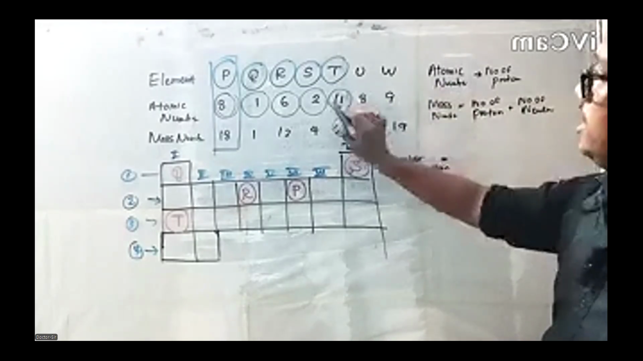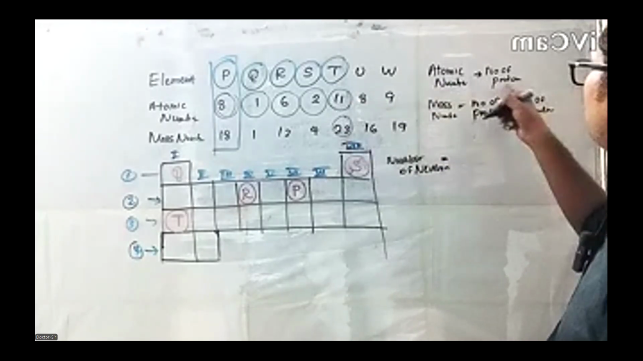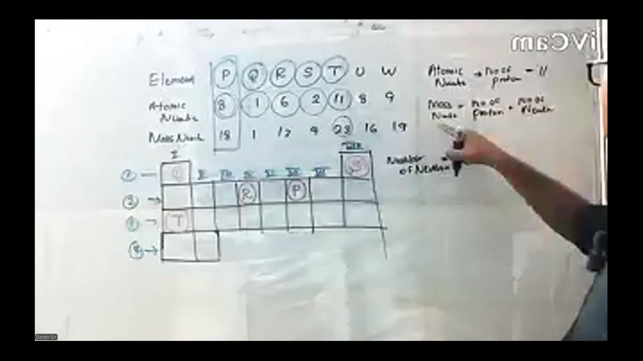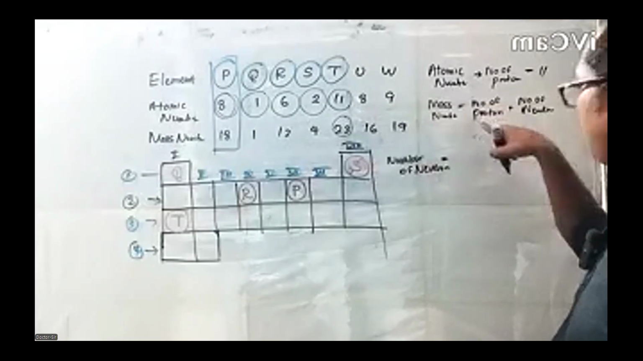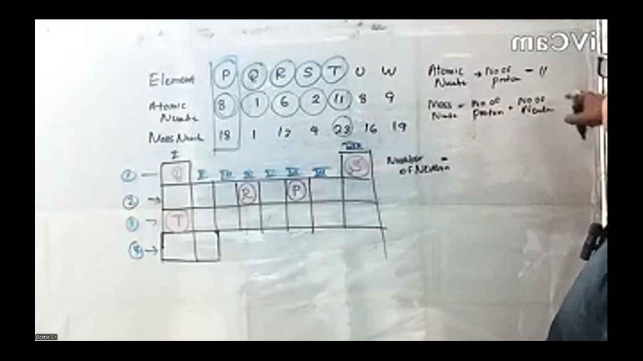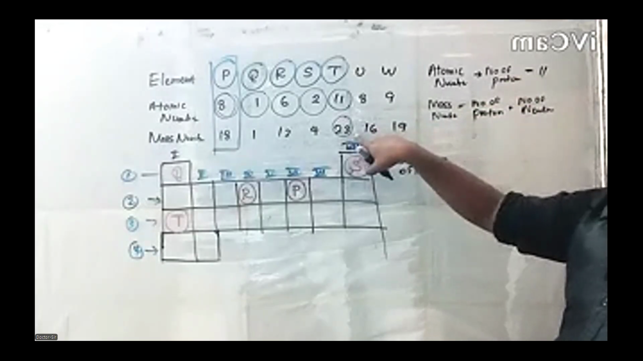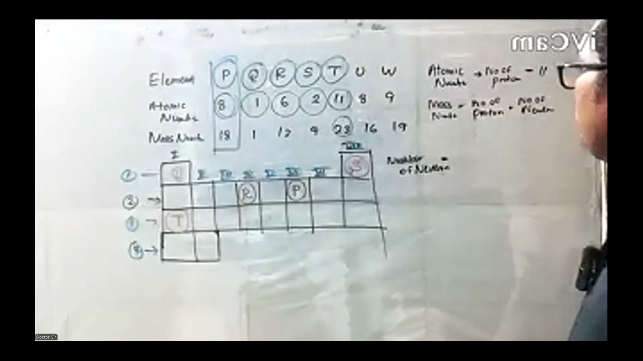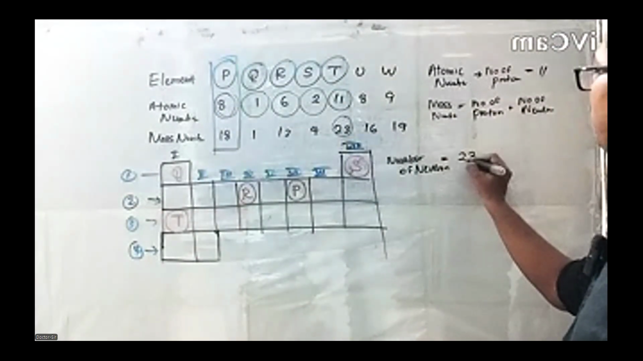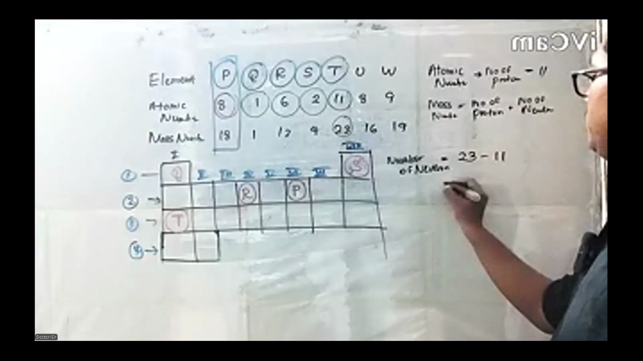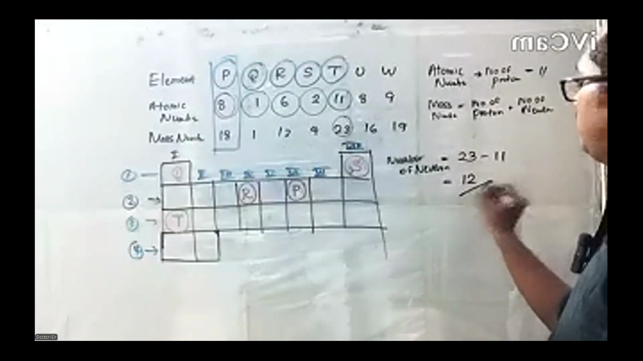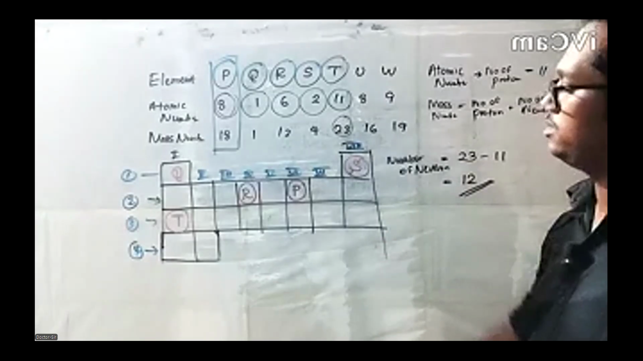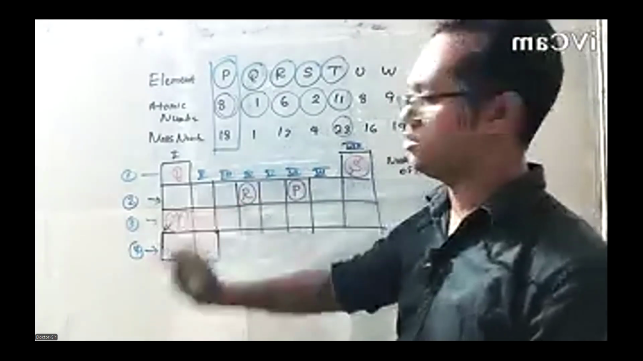Now we have the idea. Atomic number 11 means the number of protons is 11. Then mass number 23 means protons plus neutrons together is 23. Now they ask what the number of neutrons is. How can we find out? 23 minus 11 gives 12. So the number of neutrons in this T is 12. Okay, they asked about this T, right?